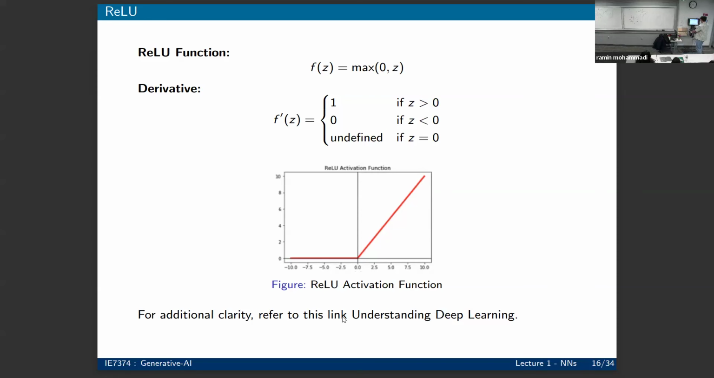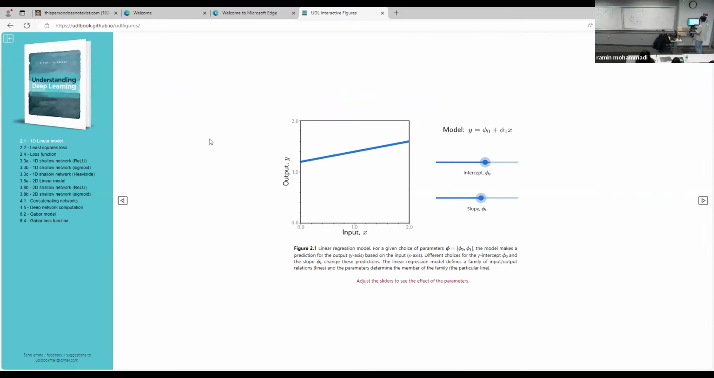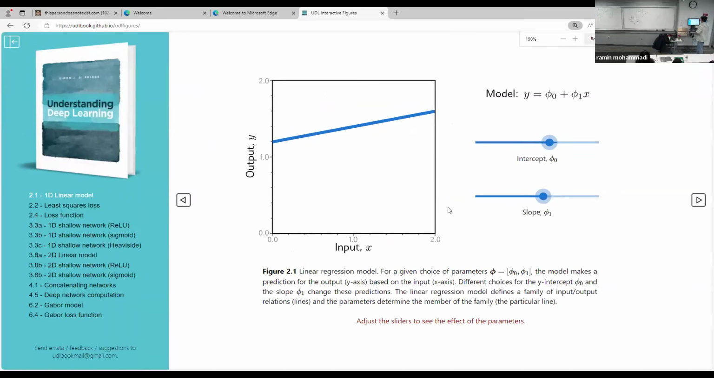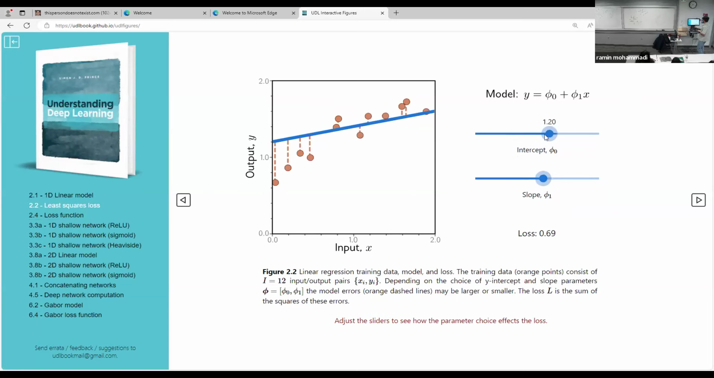This thing doesn't work. I need to click on it this way. So this is the Understanding Deep Learning book. It has some playground that's really interesting for you to work with. For example, this is a linear model, as we can see. So you change the intercept, and you see how the line is changing, right? Now, if you go to loss function, for example, this is how those loss functions will impact.